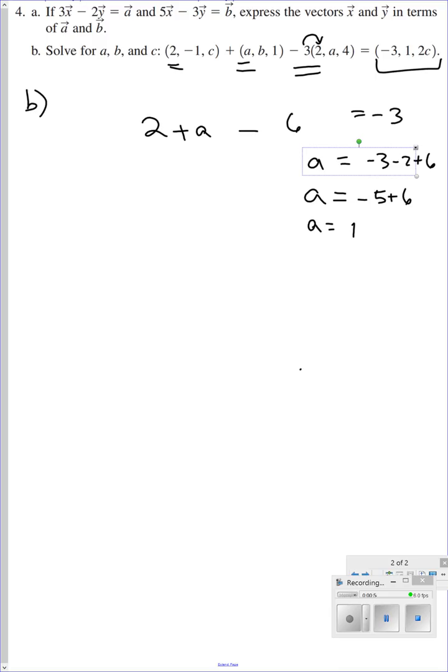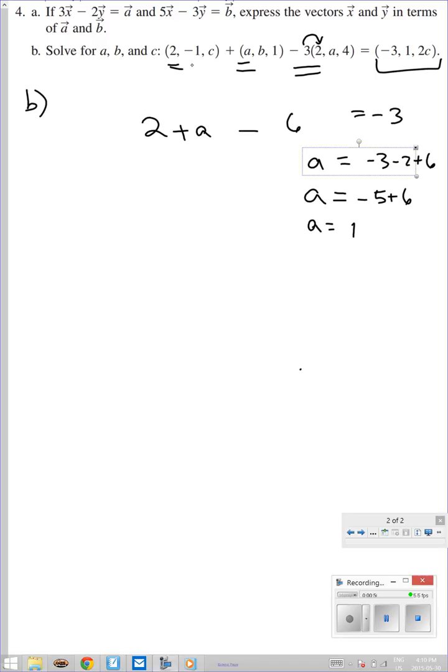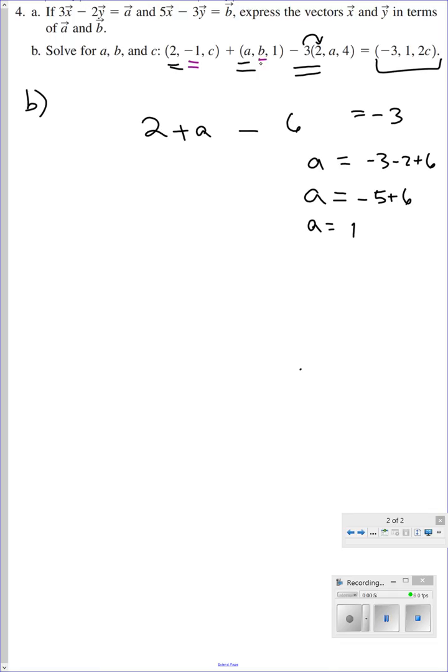Then I would do the same thing, but for the second vector coordinate. And now I have that -1 plus b minus 3a will equal 1. And I already know that a equals 1, so I can substitute that in. And by isolating for b this time, we have 1 plus 3, b equals 5.